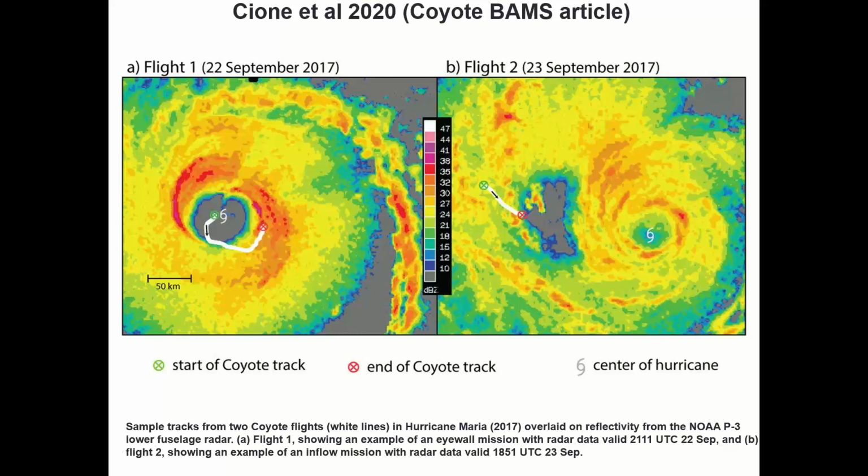This was an attempt at an inflow module. It didn't last as long as we had hoped, but this theoretically should have been able to get into the eyewall region.